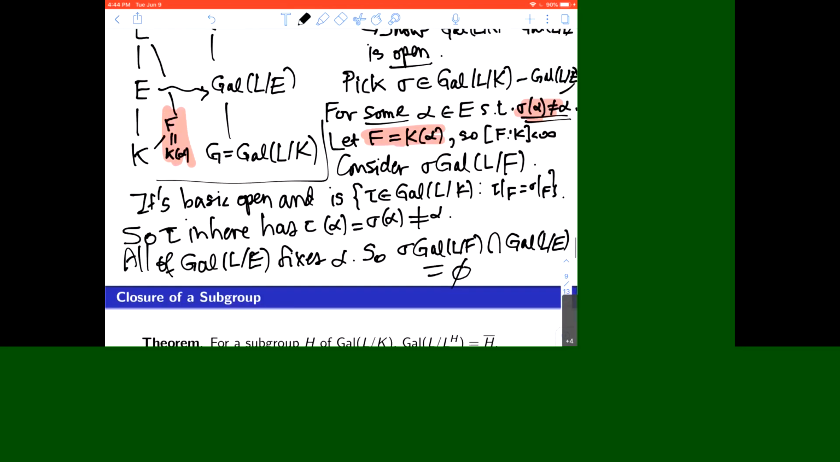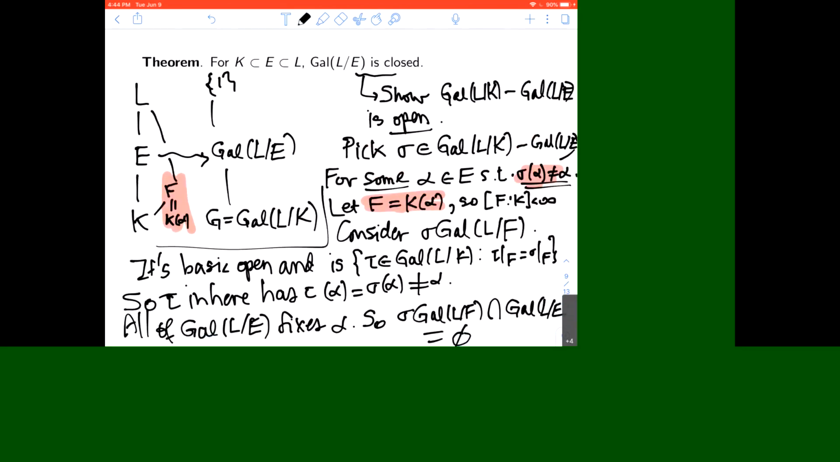Disjoint. The left side moves alpha, the right side fixes alpha, so they have nothing in common. And so every point in the complement of this subgroup has a basic open around it that's also in the complement. And so therefore, the complement is open, and so this subgroup is closed.